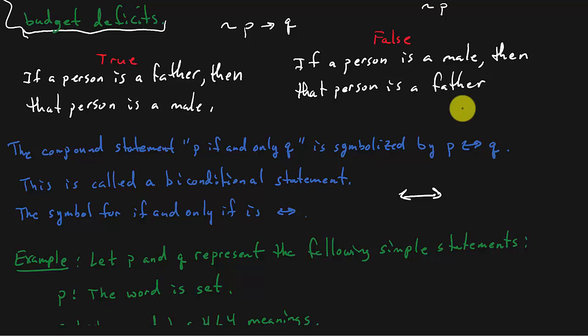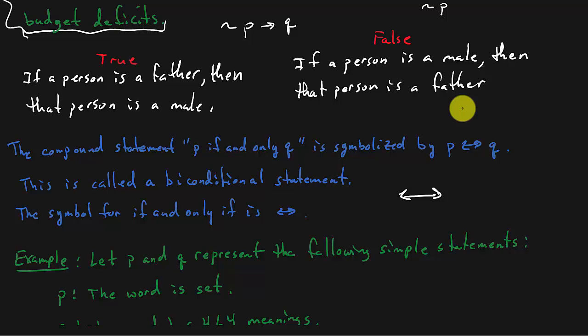Okay, so if you reverse if-and-only-if statements, both of them may be true, or one may be true and one may be false. But, like I said, some conditional statements, when you reverse them, can both be true.